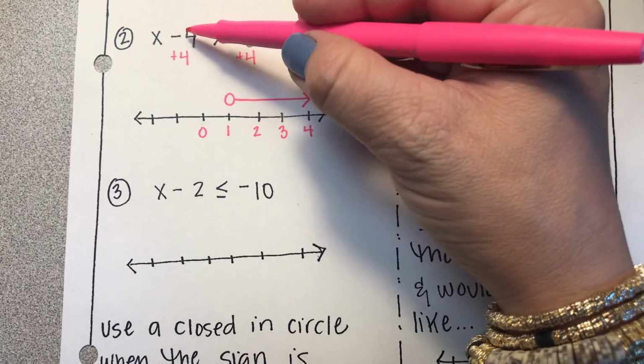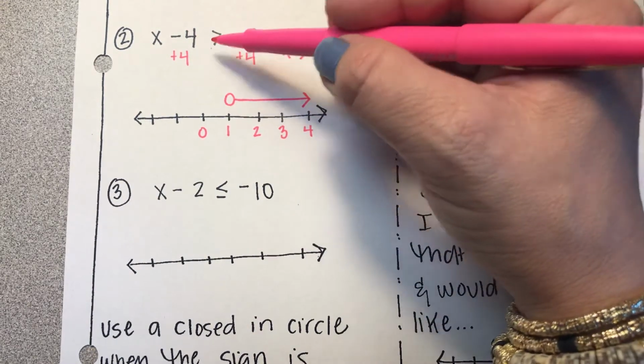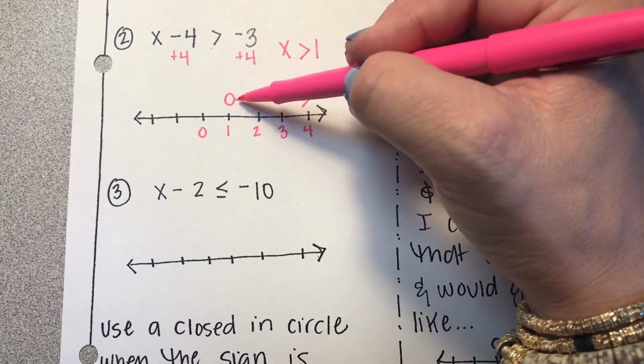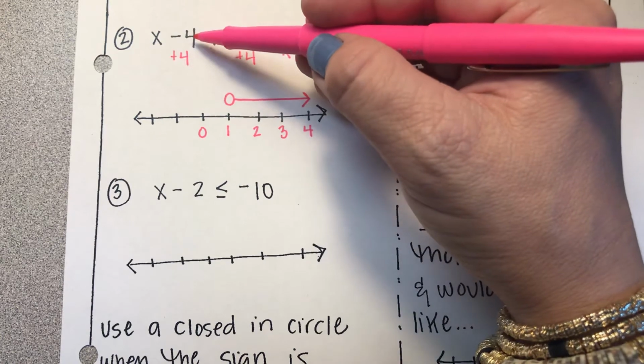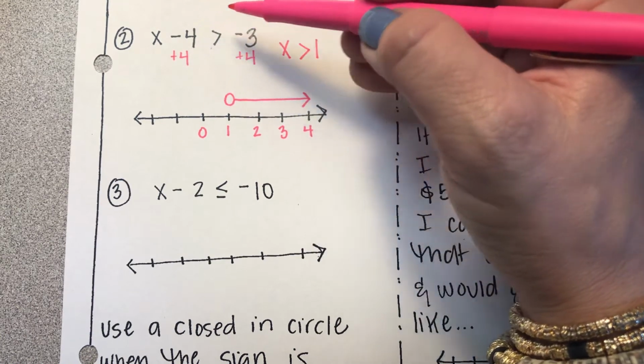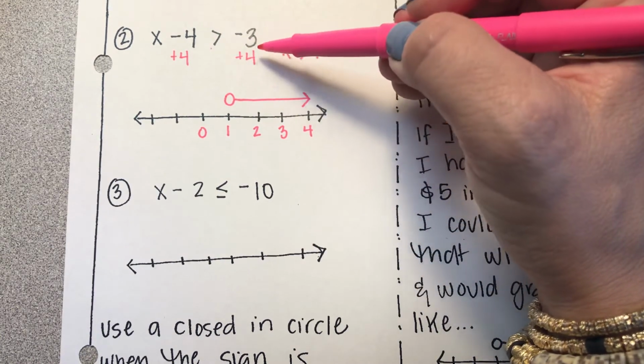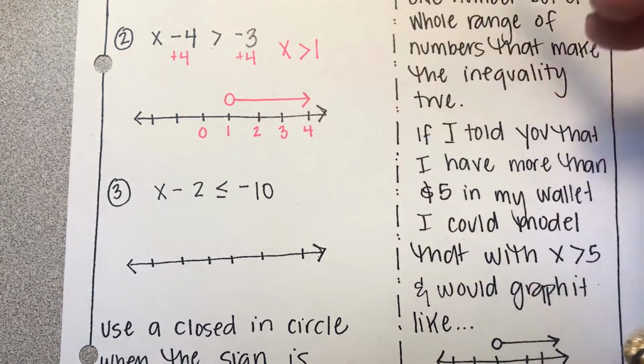right? 80 minus 4 is 76. That's bigger than negative 3. It could even be 1.1, right? 1.1 minus 3 or minus 4 is negative 2.9. That's bigger than negative 3. It's just anything that's bigger than 1.